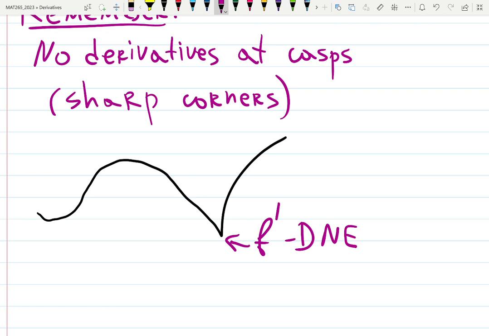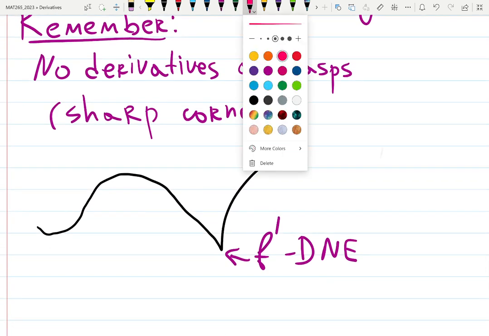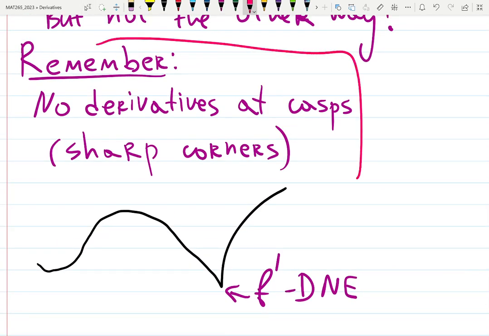So you see a gap, there's no derivative. You see a sharp corner, there's no derivative. That is the idea. So the function should be smooth. Smoothness is actually the official definition. Smooth, nice, pleasant function. No derivative there, even though the function is continuous.